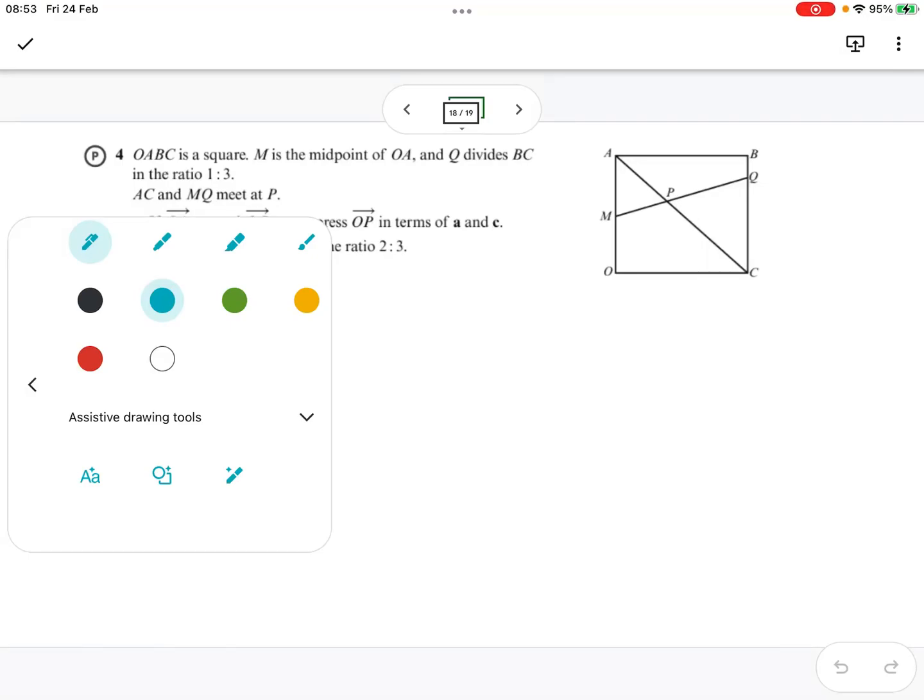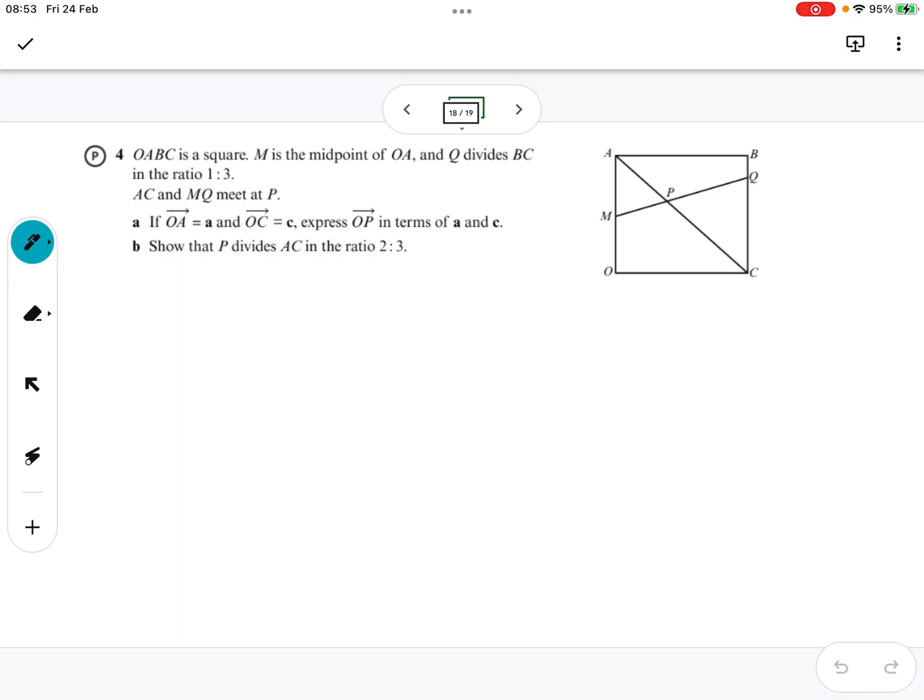Okay, this is us again. We're going to have a go at doing this one. Same process. It's like proofs, using proofs with vectors, or proving vectors. There are certain things. So OABC is a square.